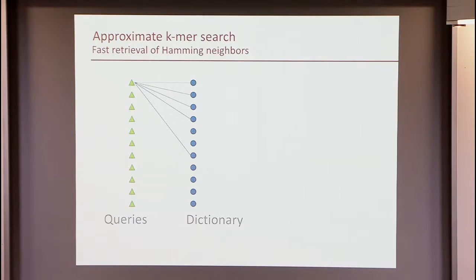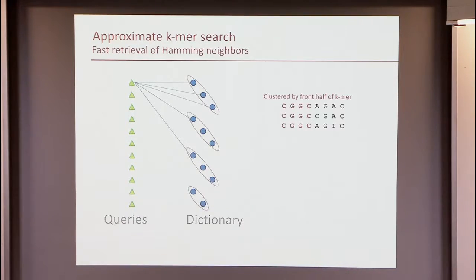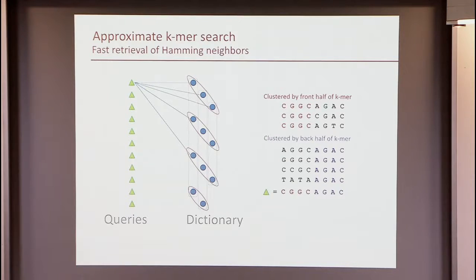We basically have our dictionary, and we can cluster by the front half of the k-mer, and that's one set of hash functions. We cluster by the back half of the k-mer. That's the orthogonal projection. It's another set of hash functions. And we can very quickly do a lookup for a k-mer within this to see if it's present within this table.